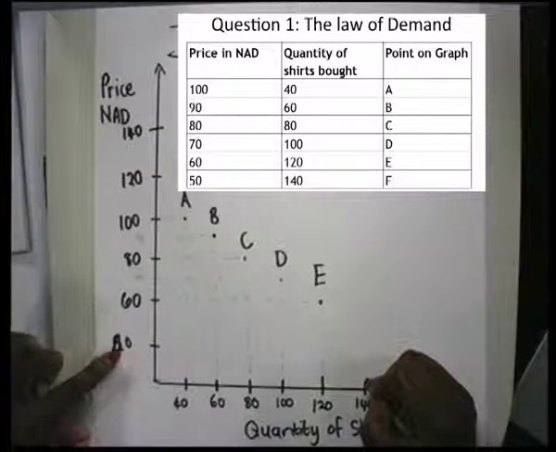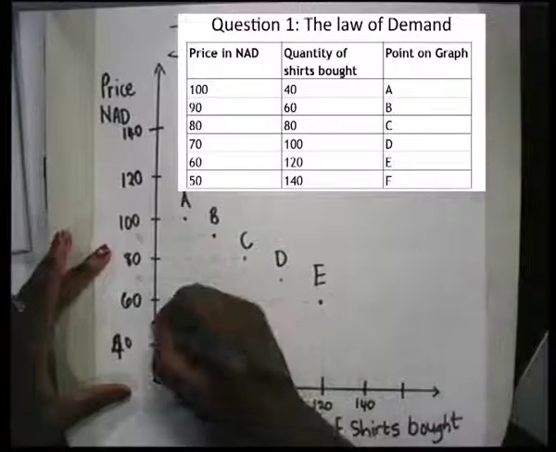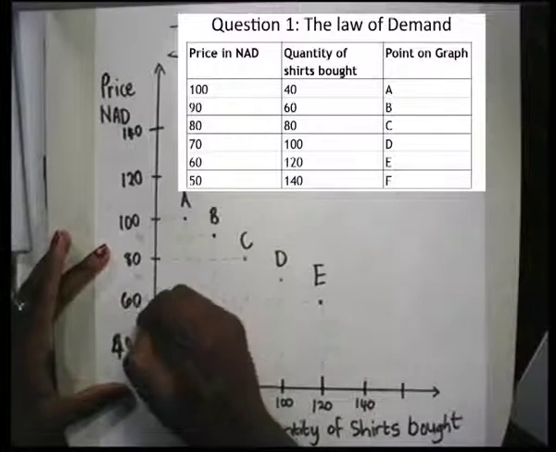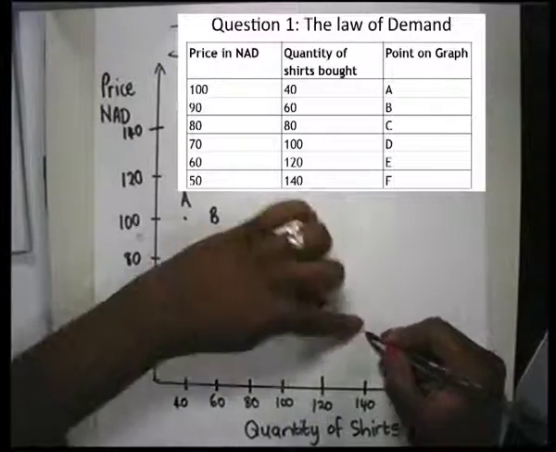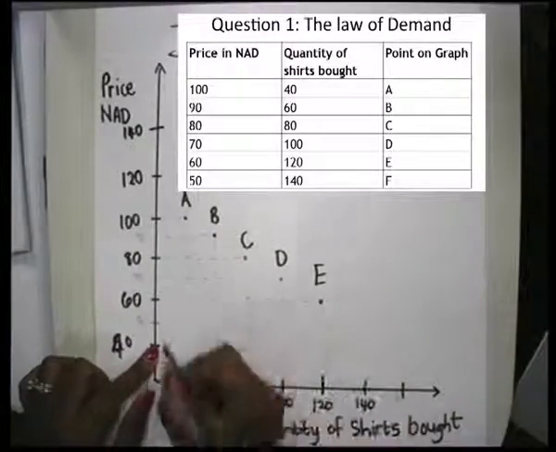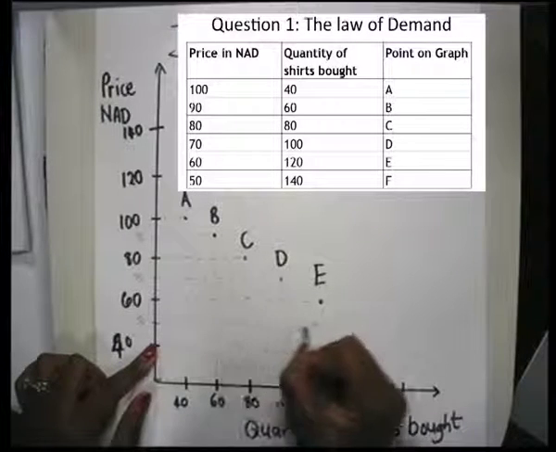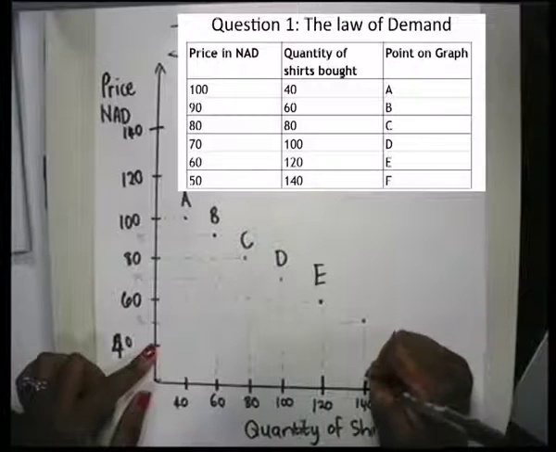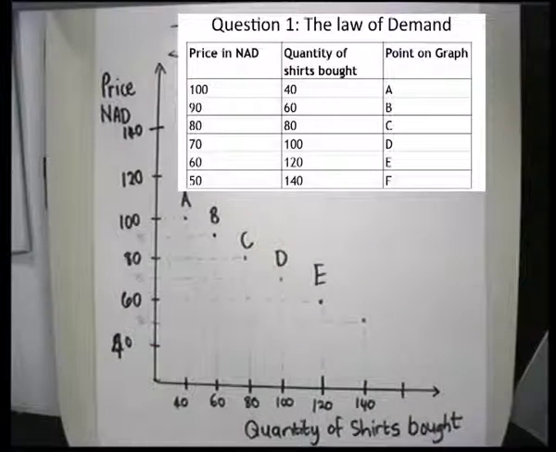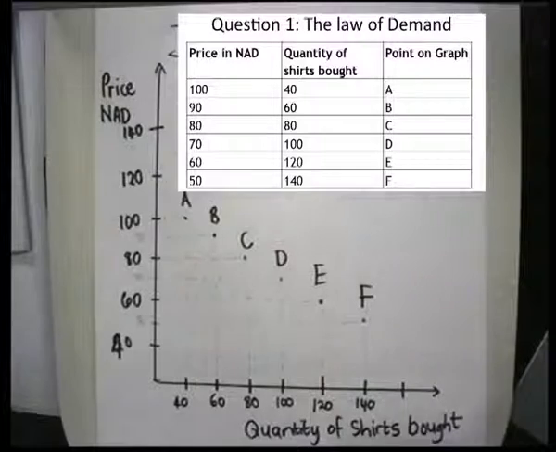And 50 lies between the 40 and the 60. So this over here, then we would say that's the price of 50 to 1. So the point would be somewhere there. So then we just do a dotted line till we come to 140. Dotted line there. And then this is what we call point F.